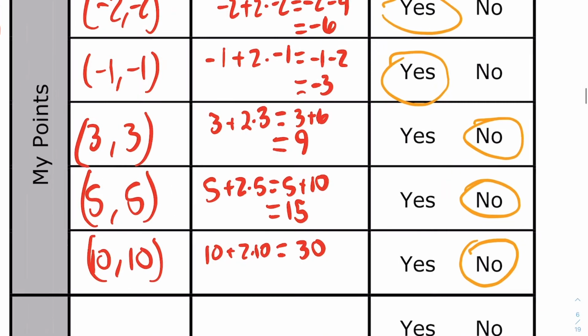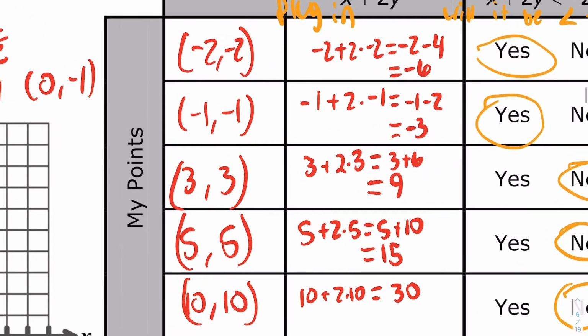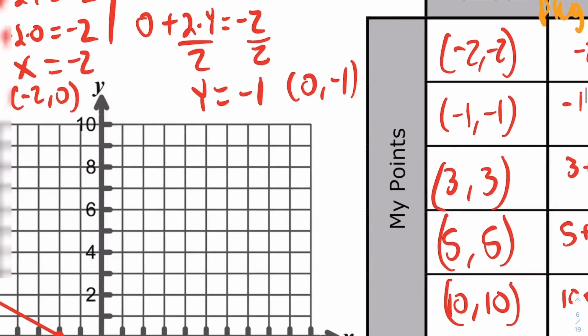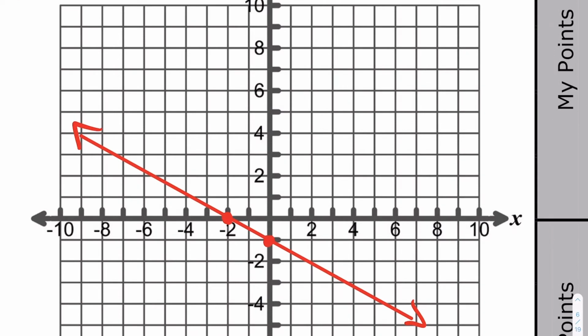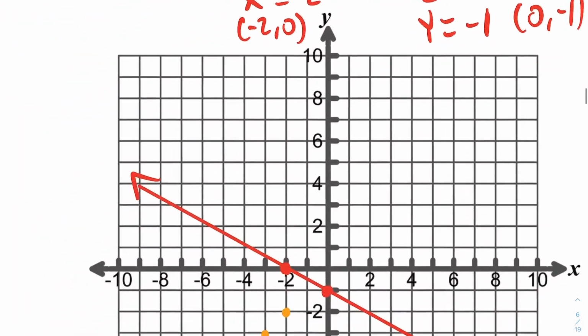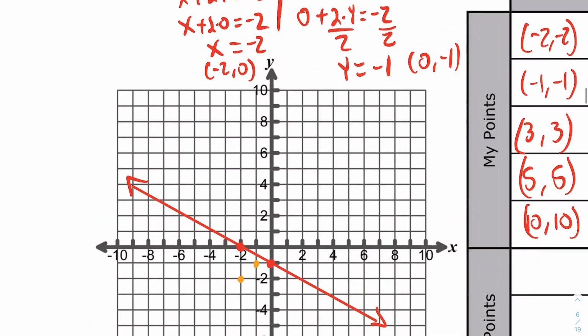So what that means is that out of the points that we picked, negative 2, negative 2; negative 1, negative 1; 3, 3; 5, 5; 10, 10, only the first 2 points are less than negative 2. Those 2 points were negative 2, negative 2, and negative 1, negative 1. These numbers, if you plug them into the equation, are less than negative 2.